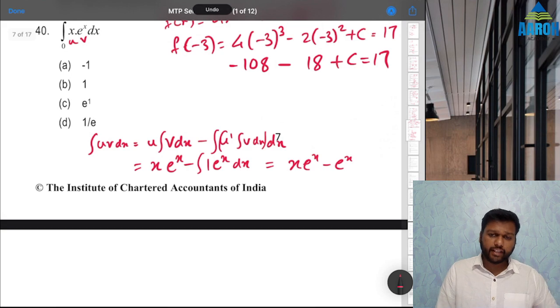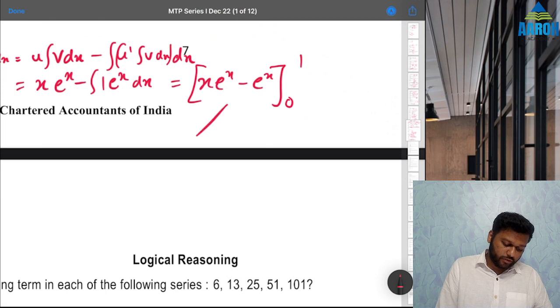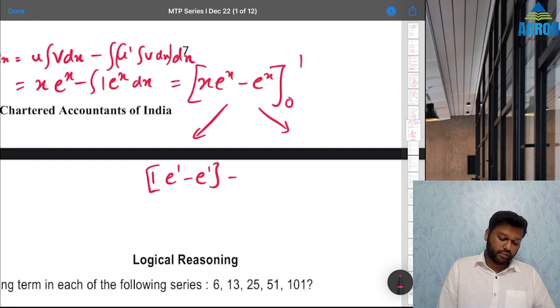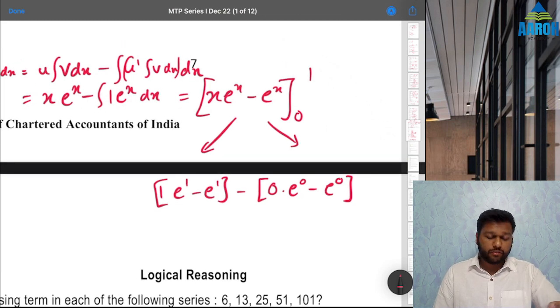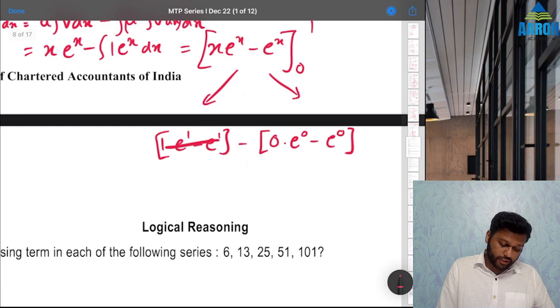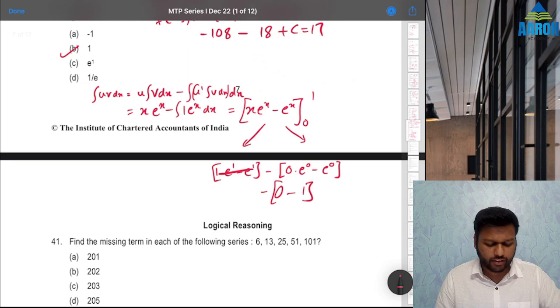Since it is a definite integral, we will not write plus c, instead we write from 0 to 1. So let's put 1 and let's put 0. If we put 1, it will be 1 into e raised to 1 minus e raised to 1, minus 0 into e raised to 0 minus e raised to 0, right? Let's find the values. So e raised to 1 minus e raised to 1 is 0, minus e raised to 0 into 0 is 0, and minus e raised to 0 is minus 1, so minus of minus 1 is plus 1. Option B is the correct answer for this.